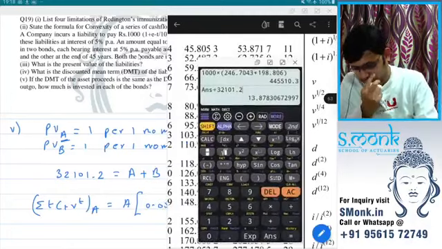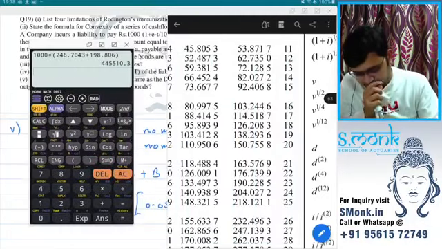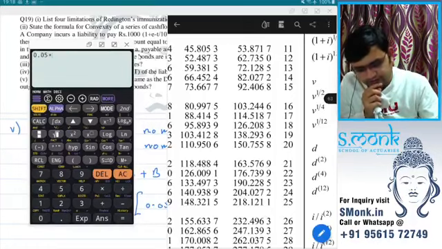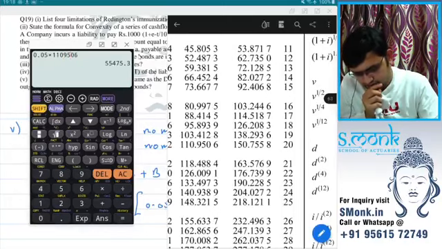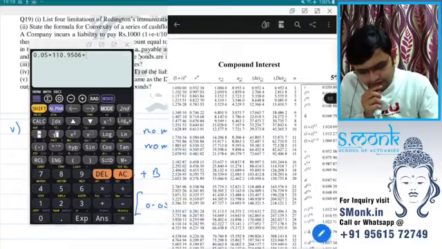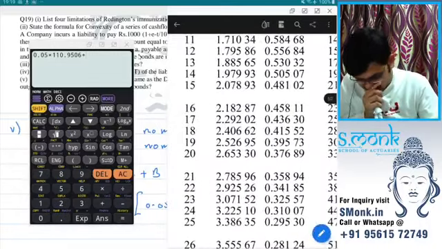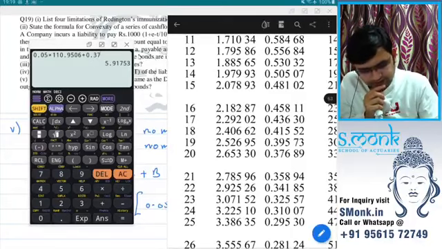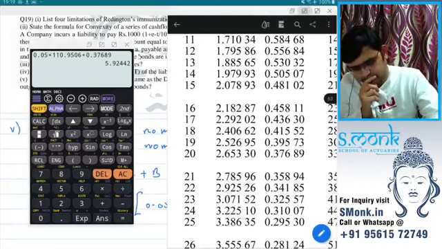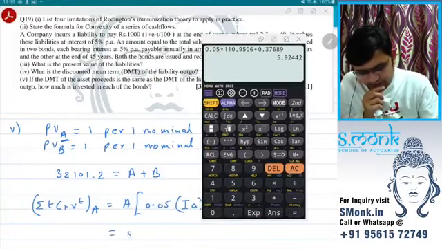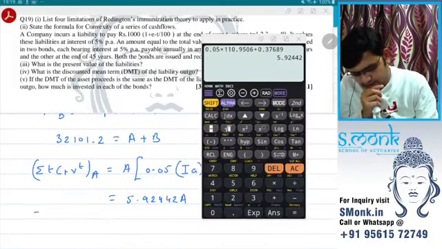20 times 0.05 into 1109506, and plus the discounting factor is given here, v raised to n for 20 is 0.37. So this is 5.92442A.